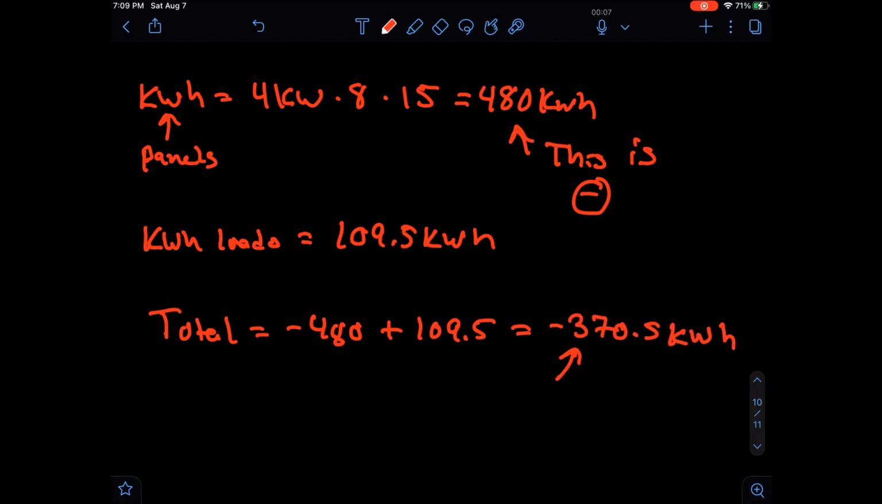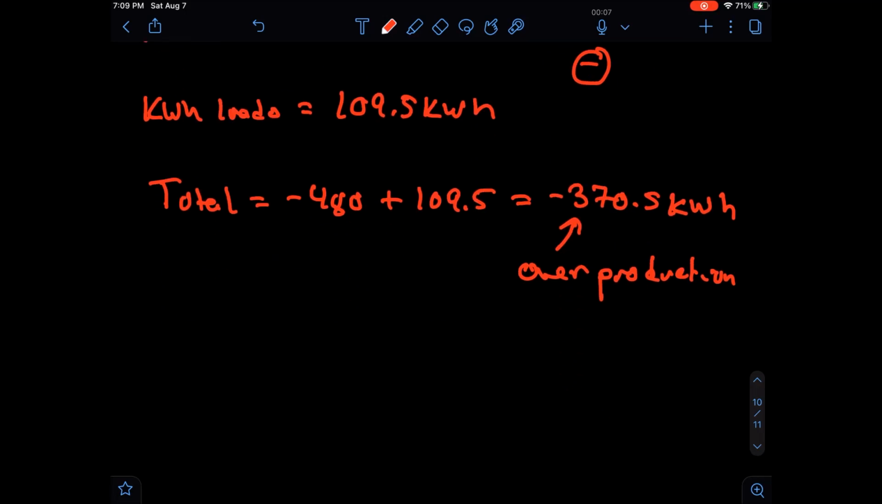So I'm actually overproducing. I'm producing more than my loads are consuming, and at 12 cents a kilowatt hour, I would technically make $44.46 from the utility company.